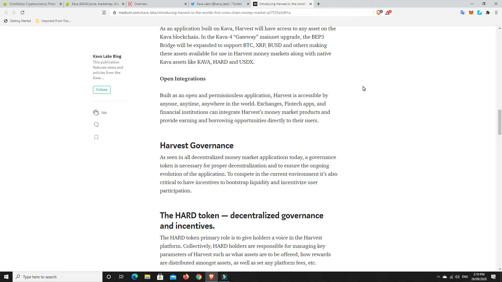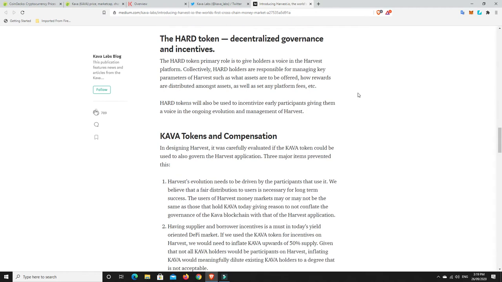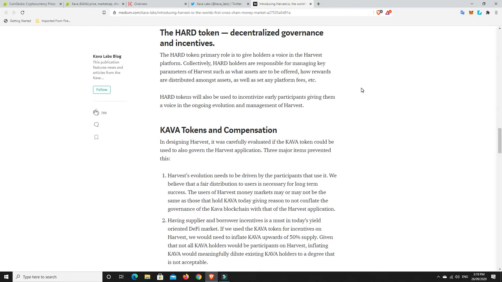Harvest governance. As seen in all decentralized money market applications today, a governance token is necessary for proper decentralization and to ensure the ongoing evolution of the application. To compete in the current environment, it's also critical to have incentives to bootstrap liquidity and incentivize user participation. Hard token, decentralized governance and incentives.